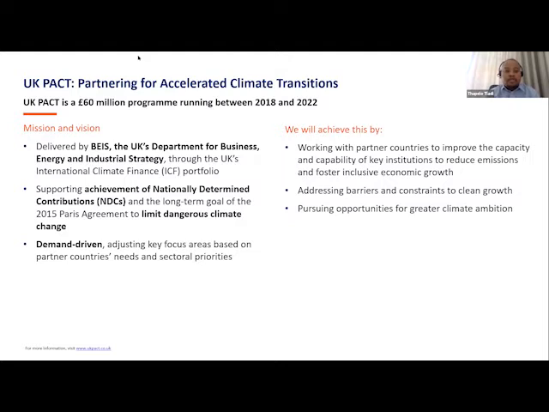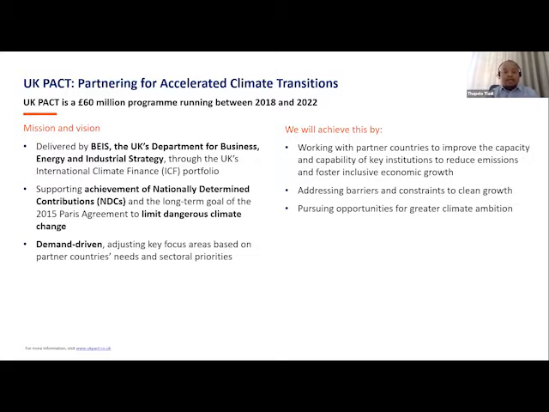I just thought I should give you some background to what the PACT program is about, as well as the UK government department funding it. So as Brent said in his opening address, UK PACT stands for Partnering for Accelerated Climate Transitions. It's a technical assistance and capacity building program that is being funded by the UK's Department for Business, Energy and Industrial Strategy. It's part of a portfolio of programs being funded by BEIS in what is called the UK's International Climate Finance.